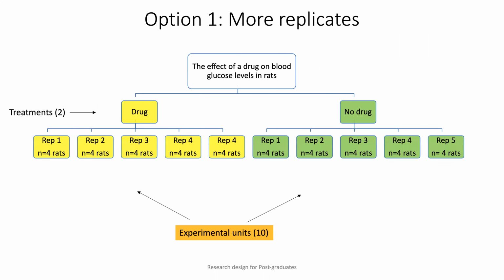That's option 1. We have, again, drug, no drug, and we have now 1, 2, 3, 4, 5 replications. Oh, I see there's a typo where rep 4 is given twice. So that's 1, 2, 3, 4, 5 reps. And we have only 4 rats in each. That means we have now got 2 treatments with 5 reps each. That is going to be 10 experimental units. That's a much better design than the previous one because it increases your sample size right there without, interestingly, using as many animals.